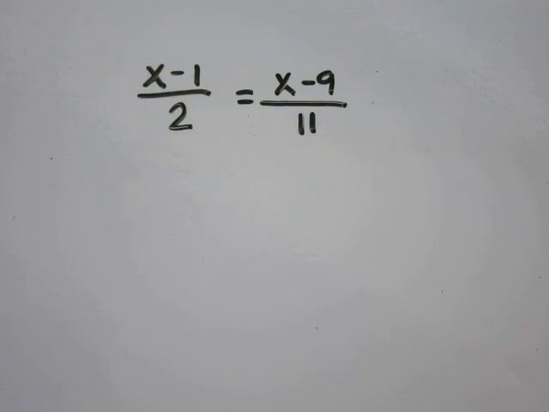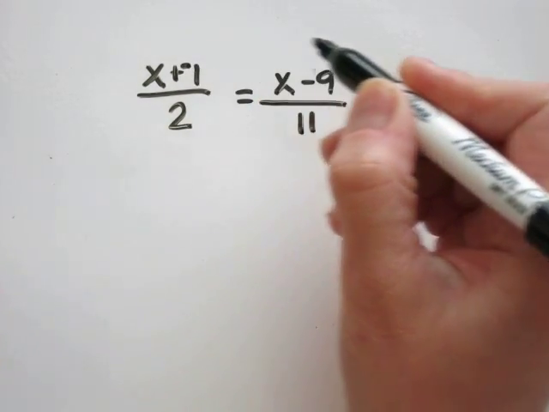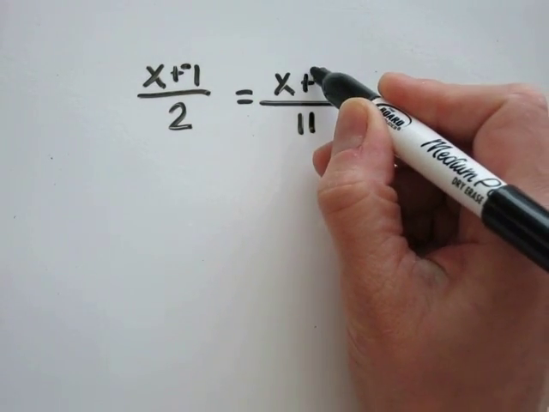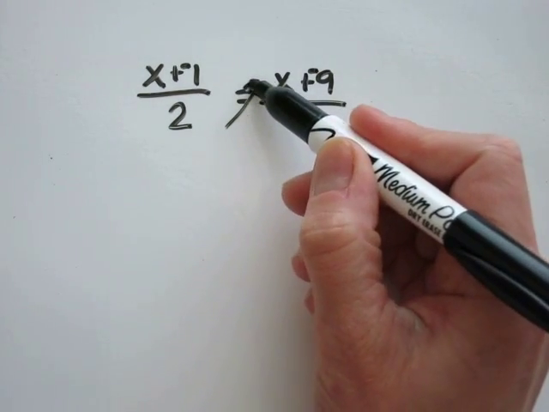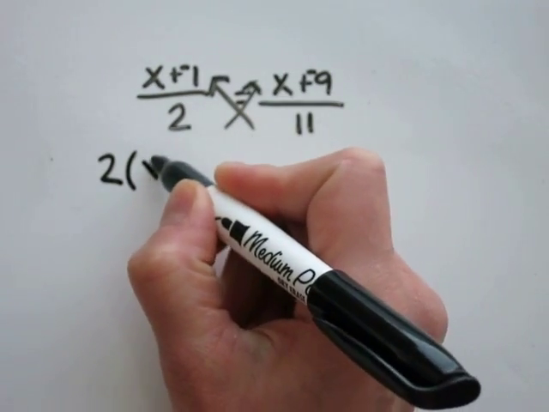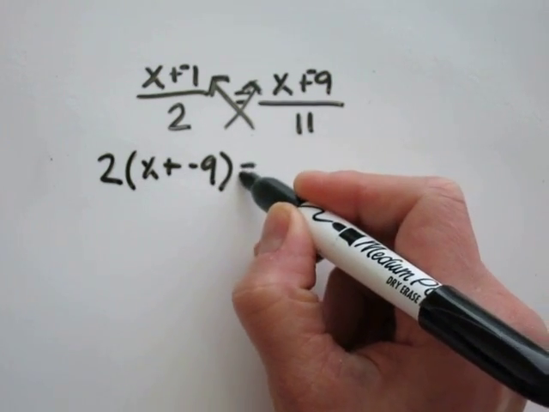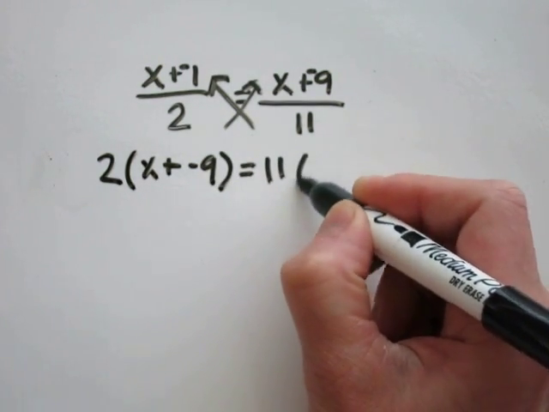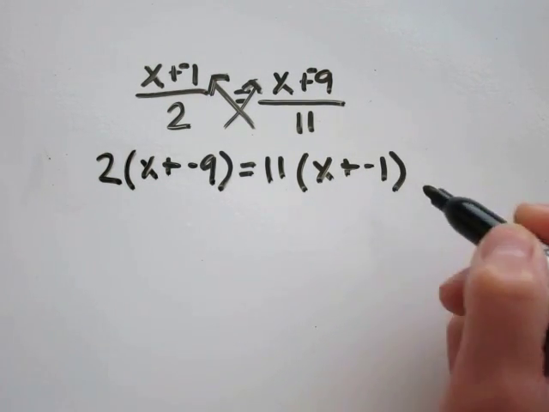Problem 23, x minus 1 over 2 equals x minus 9 over 11. First I'm going to make this minus 1 a plus negative 1, and this minus 9 a plus negative 9 so that I don't confuse my signs. Now I'm going to cross multiply. So I'll have 2 times x plus negative 9 equals 11 times x plus negative 1.